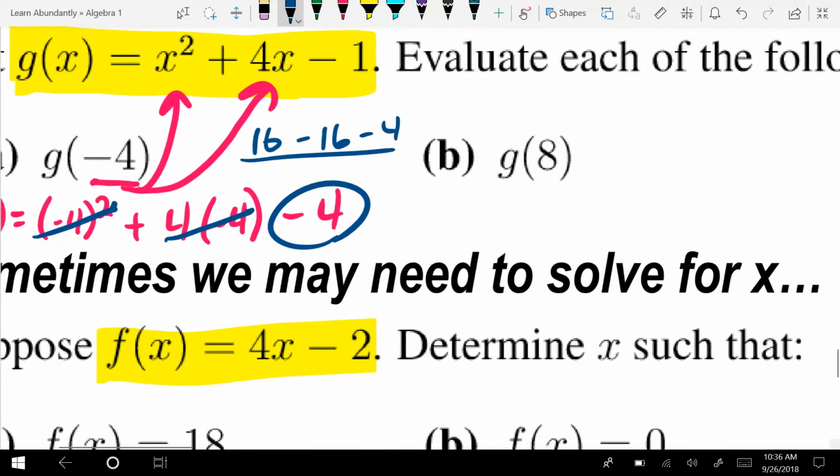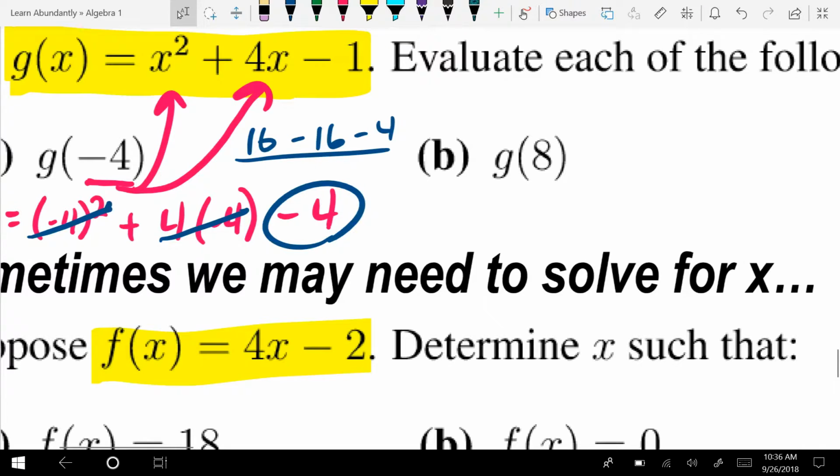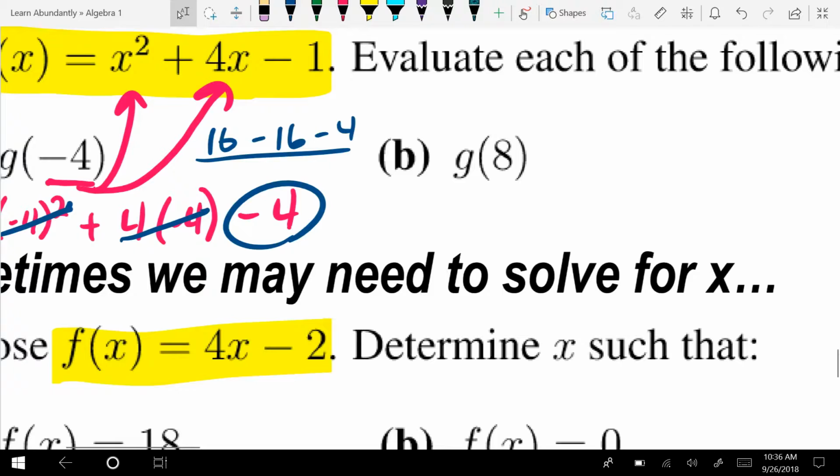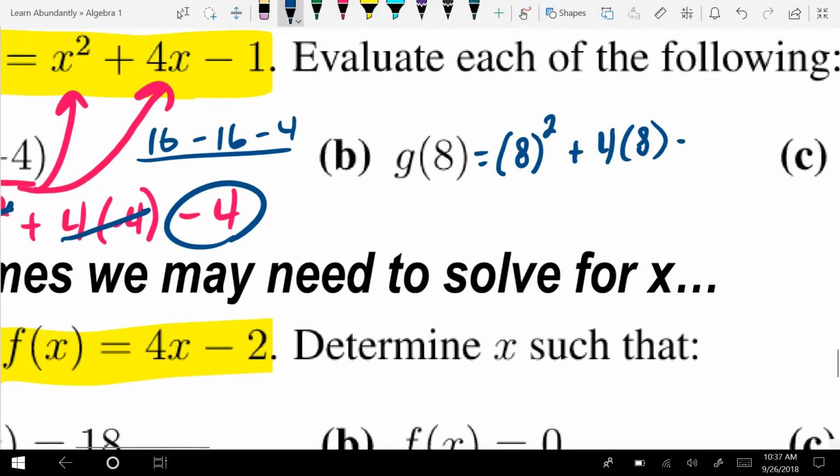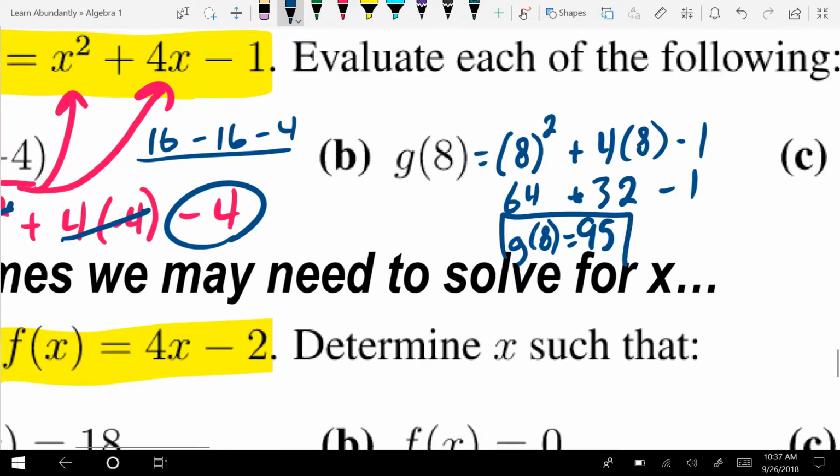Okay, so that one kind of happened weird. Let's look at the next one. Maybe g of 8 gives us 8. Let's find out. So I'm going to plug in 8 for both of them. So g of 8 equals 8 squared plus 4 times 8 minus 1. Now I'm going to work through my order of operations. 8 squared is 64 plus 4 times 8 is 32 minus 1. If I add those together, I get 64 plus 32 is 96 minus 1 is 95. So g of 8 equals 95.